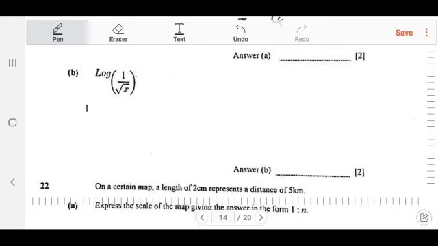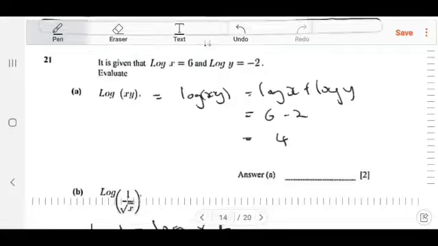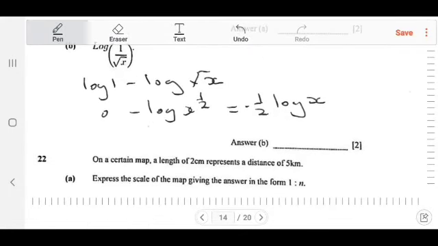Then b is log 1 minus log root of x. This one is 0. So we have minus log x to the power half, which is equal to negative half log x. So log x is what? Log x, we are given that it is 6. So it's a negative half of 6, which gives us a negative 3 here.